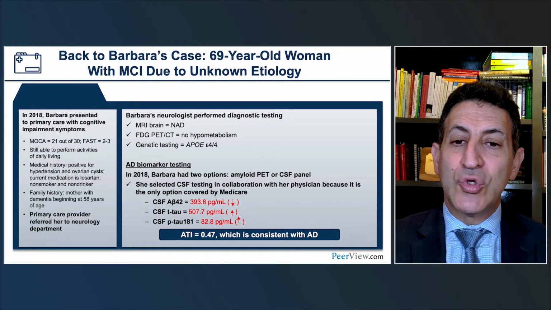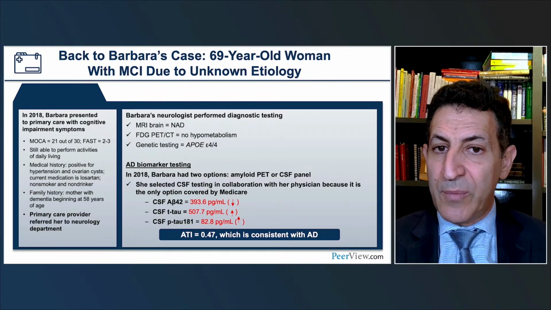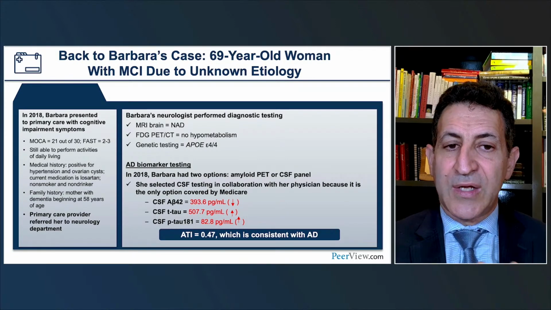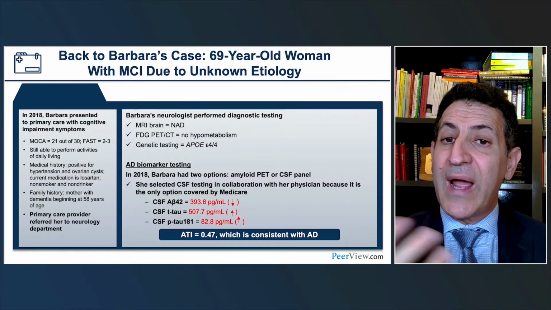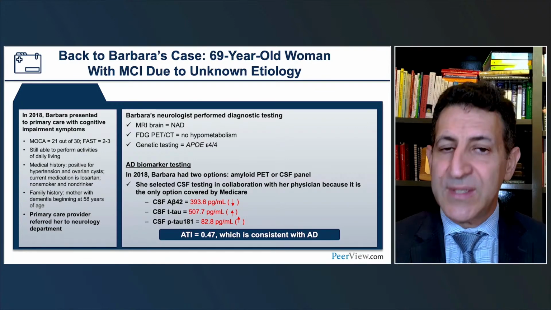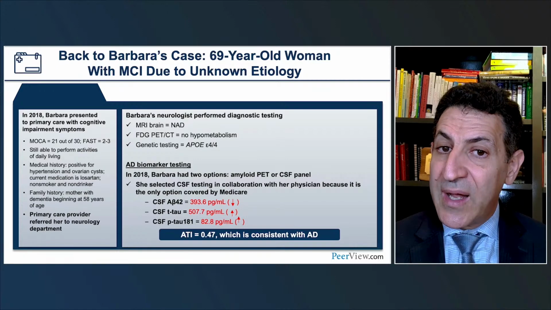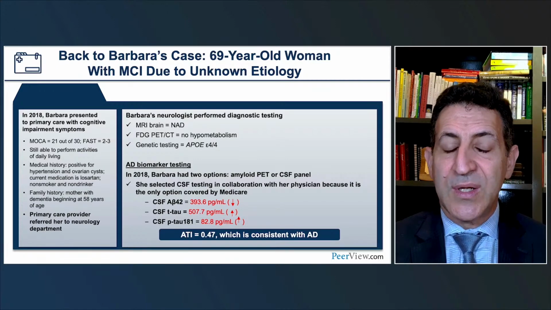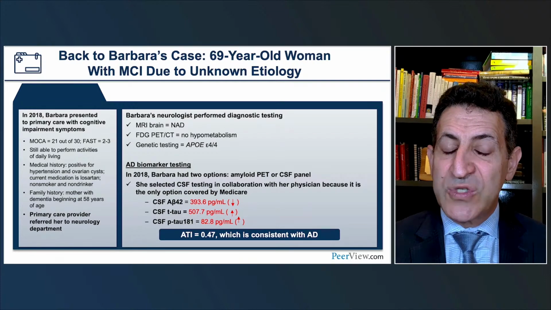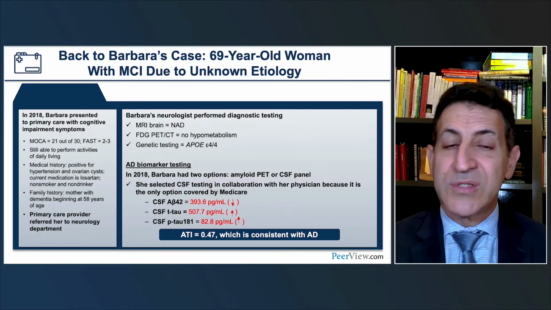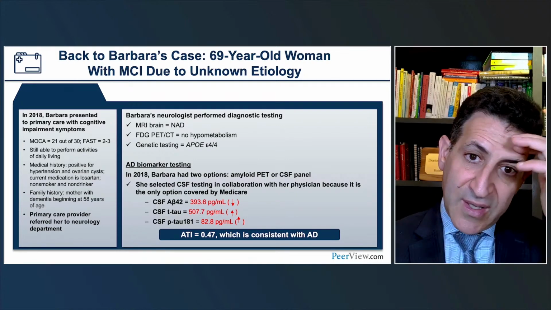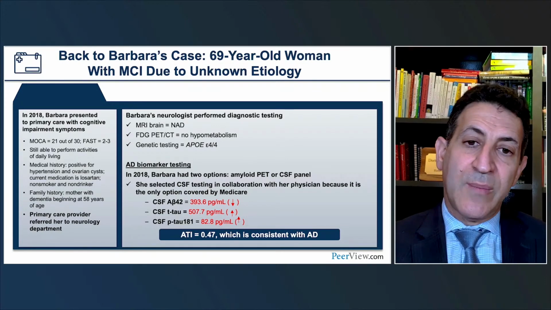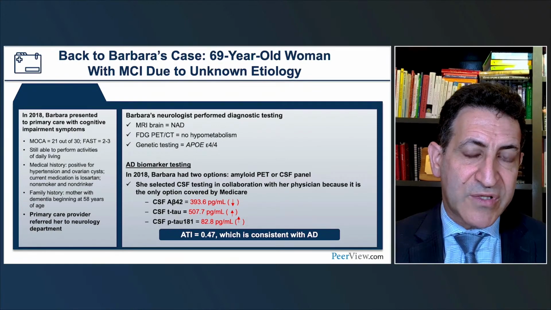Let's come back to Barbara. Remember we started out with Barbara, and I told you everything about her in the left-hand box. What I had seen in my practice is that she had had an MRI before showing no acute disease. Back in 2018, when she was originally seen by a primary care physician who sent her to another neurologist, the other neurologist ordered an FDG PET, and it showed no hypometabolism.